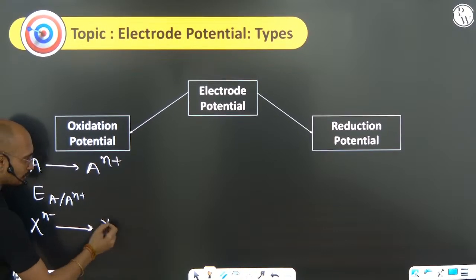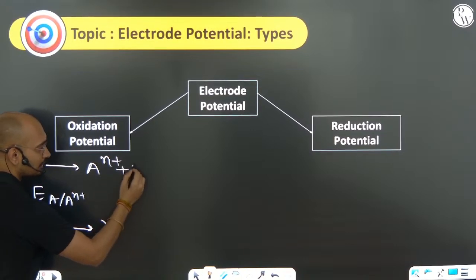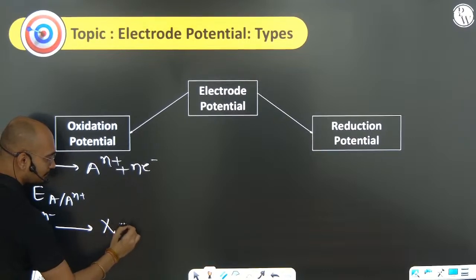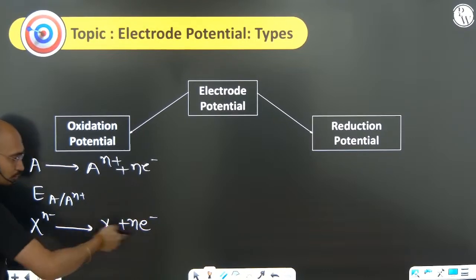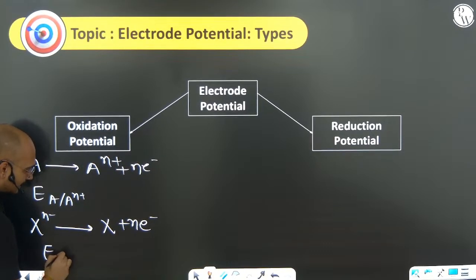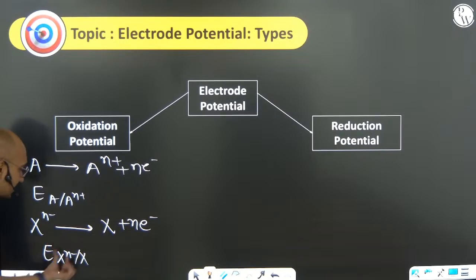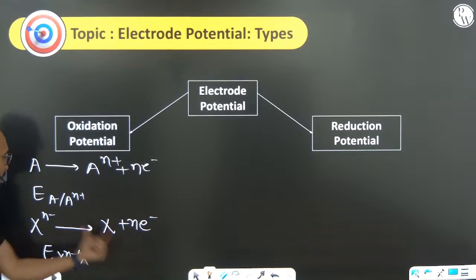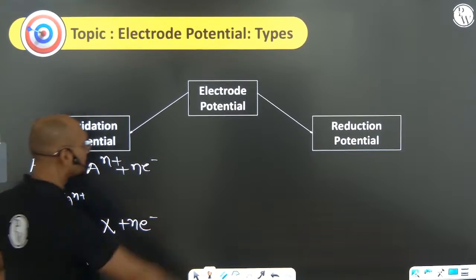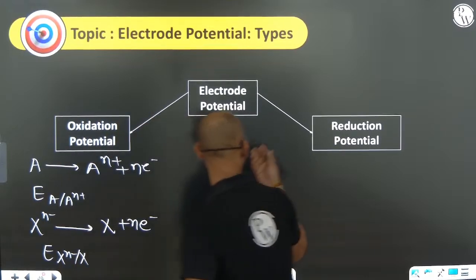In this case, they will give an electron. Here also X is giving an electron, so electron is being given. In such case, E will be written for X^n- converting into X. So converting X^n- into X is also an oxidation reaction. Therefore, it is showing oxidation potential. E is showing the potential that is being generated.